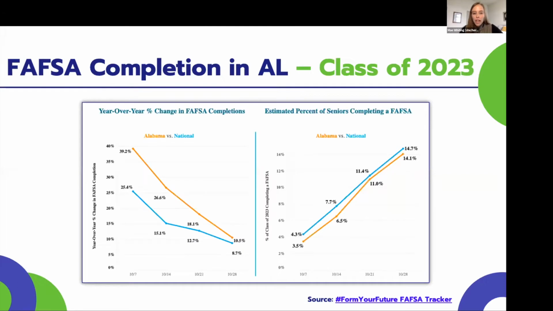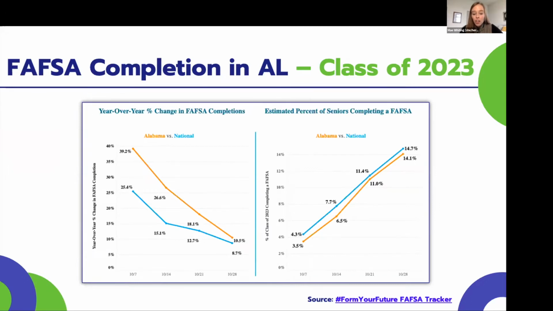Before we dive into the content, I wanted to give a quick update on FAFSA completion progress for the class of 2023. These charts provide data through the month of October. As you can see on the left side of the screen, Alabama is that orange bar, and the nation is that blue bar. While Alabama's year-over-year improvement has dropped week after week, we still have a positive increase of 10.5%, which is greater than the national year-over-year change of 8.7%. So we are doing better than the national rate.